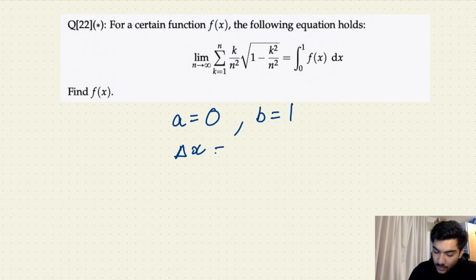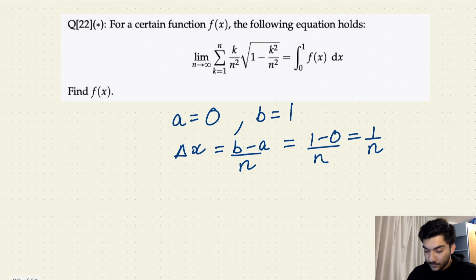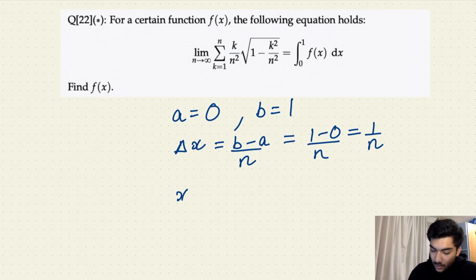I also know that my delta x is equal to b minus a over n. In this case, b is 1 and a is 0, so my delta x is 1 over n. Now I'll solve for my xk. I'll write xk in this example because they have used k in this sigma notation, but we have also covered the same concept using xi. So I'll start with xk.